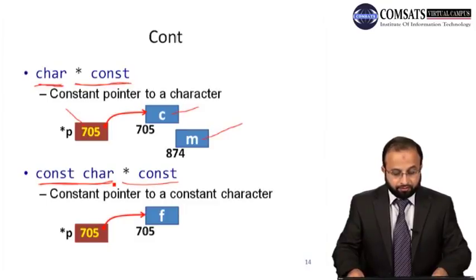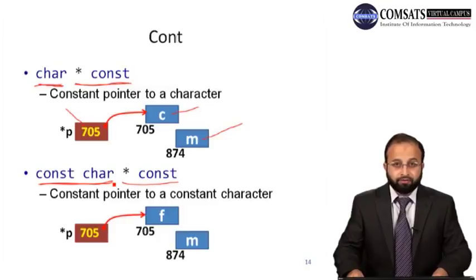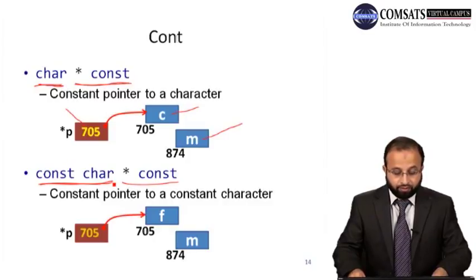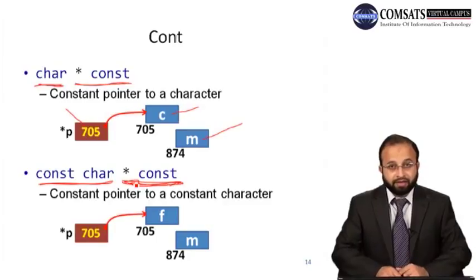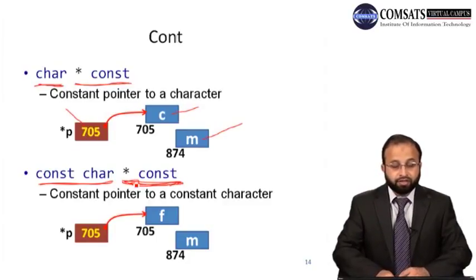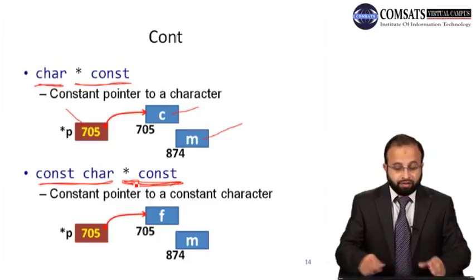Now we have, let's say, another memory location where we have a character M stored, and the address of that memory location is 874. Now if we want to assign that 874 to this pointer, then we think that this connection is established, but this is not allowable because this pointer is a constant pointer. So this is not allowable. The value of the pointer will not be changed. It will be 705, that is, it is pointing to the memory location where we have a letter F. So now it is clear to you what is const character static const, right?